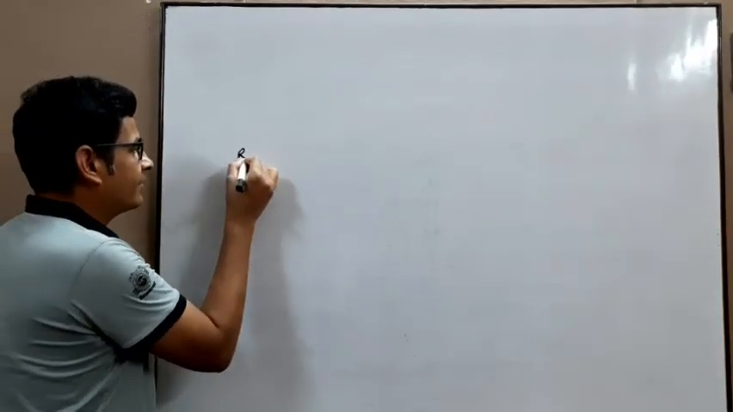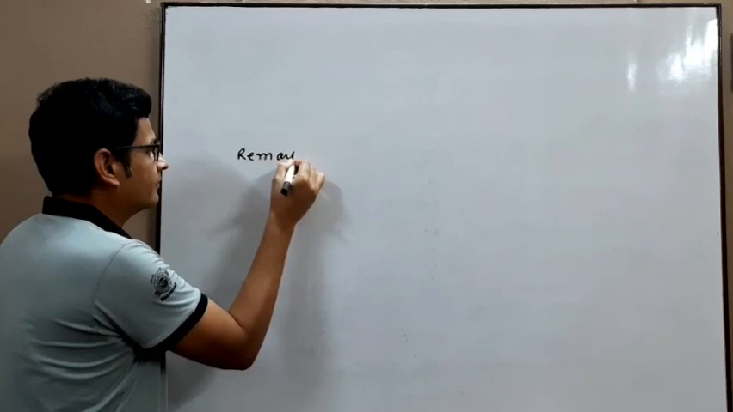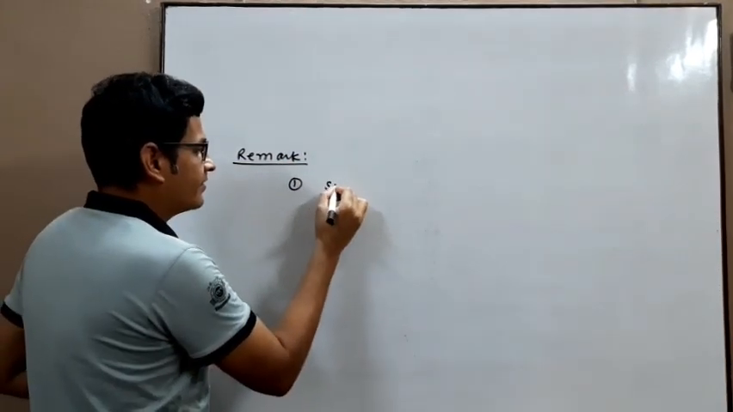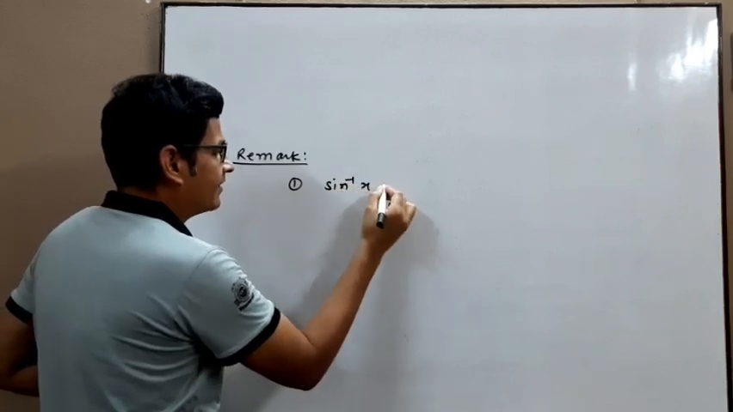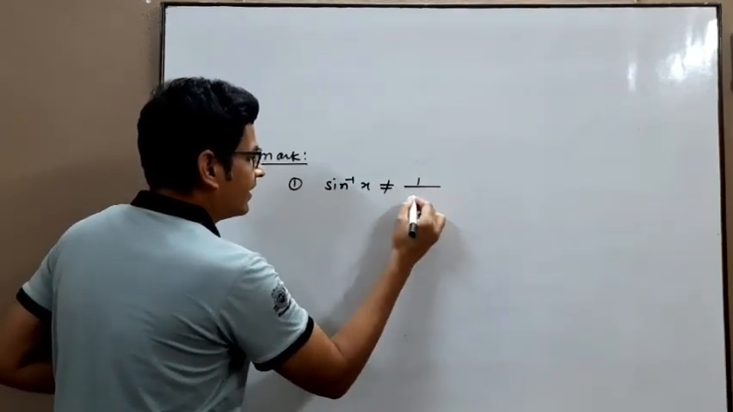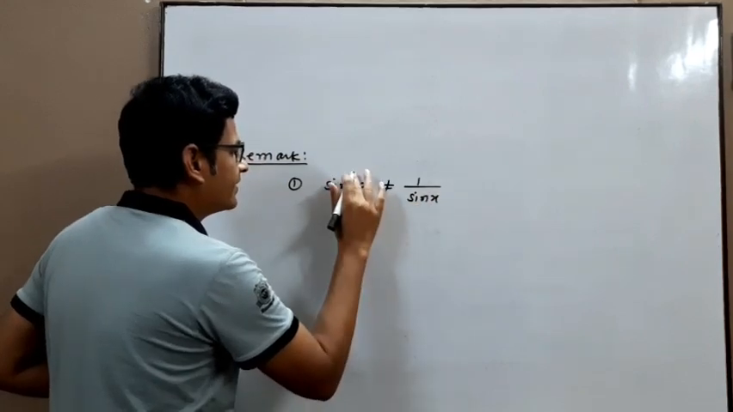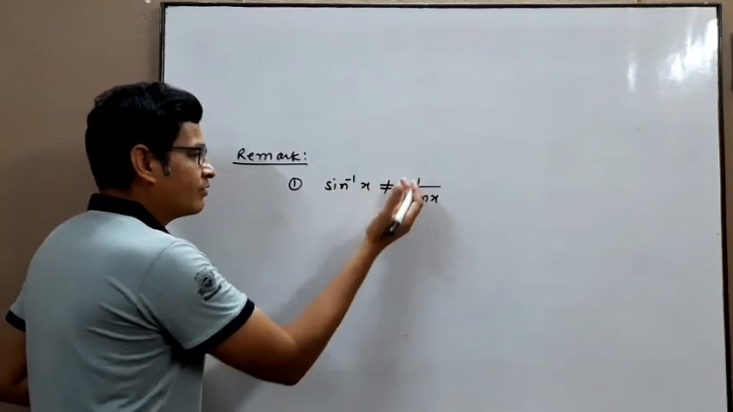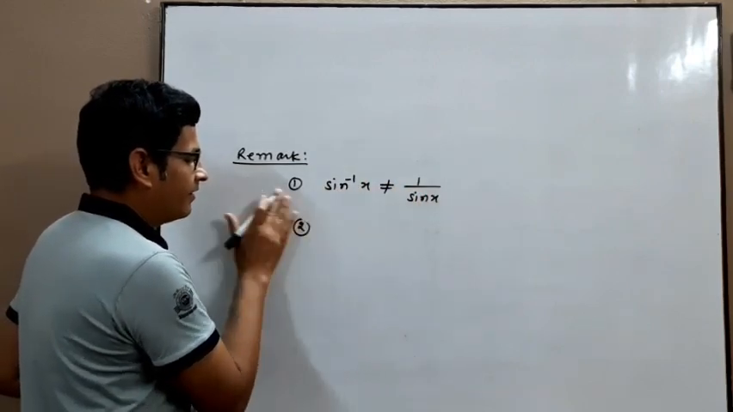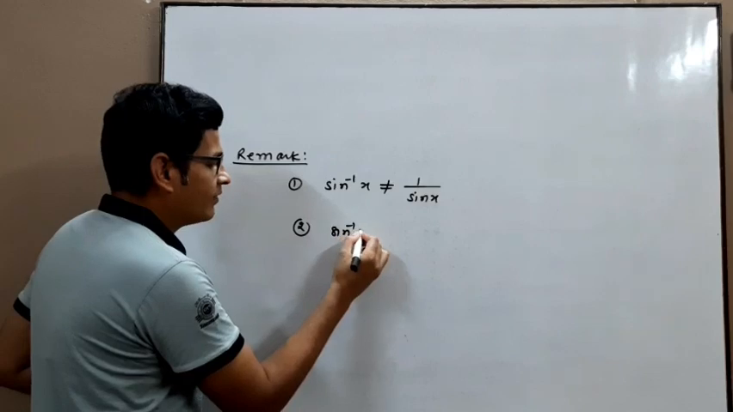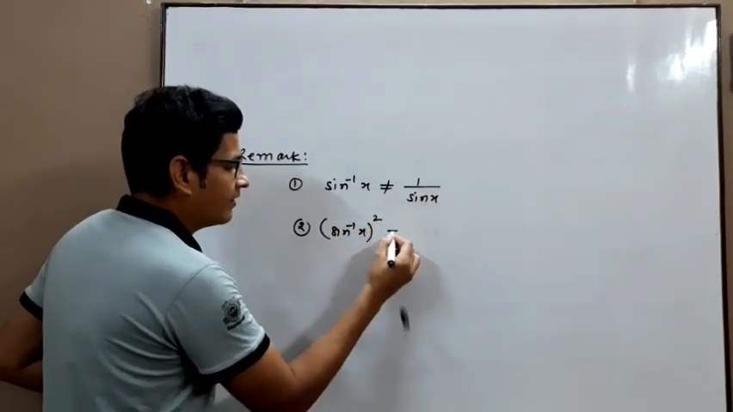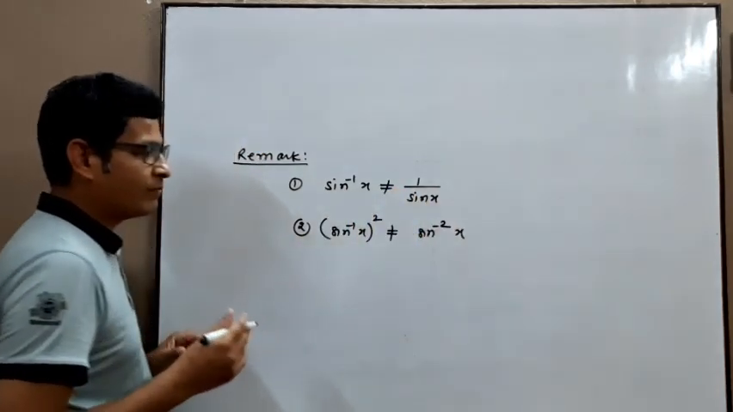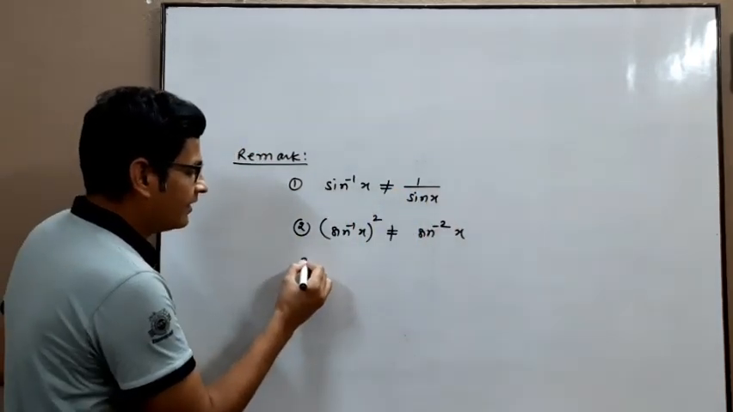And now a remark. Please take care: sin inverse x is not equal to 1 upon sin x. This is not a power. This is the symbol of inverse, sin inverse x. Similarly, (sin inverse x) whole squared is not equal to sin raised to the power -2 of x. So please take care.